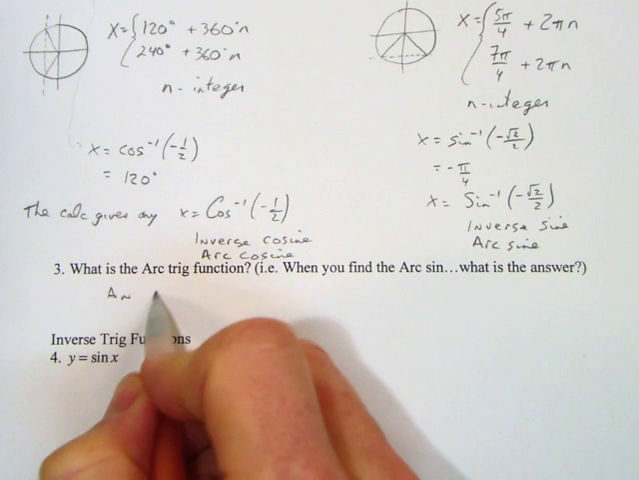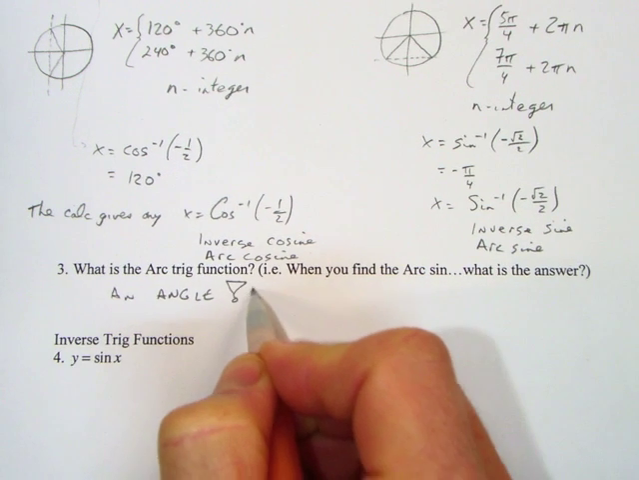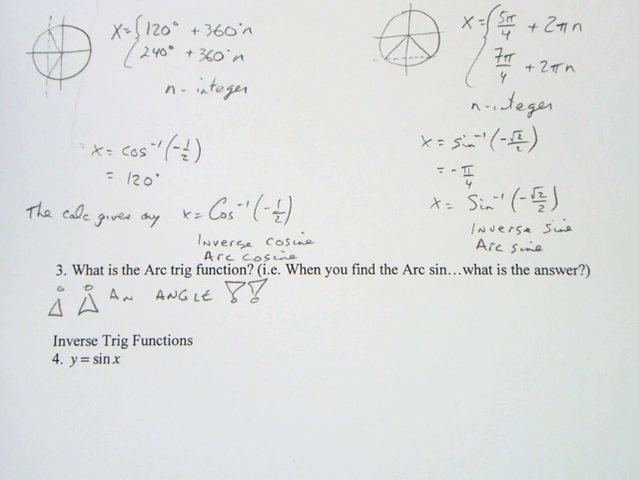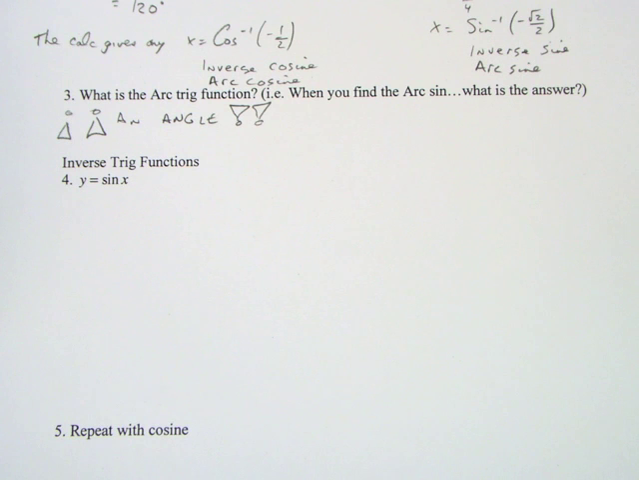They are an angle. So you want to realize what it is you're finding. If you have that, you'll be much better prepared to do what we're going to do. All right, let's start to look at these inverse trig functions.